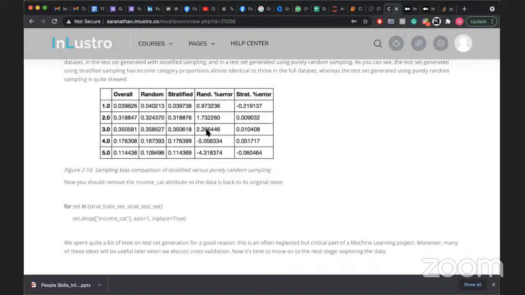In the overall set, you see that each income category representation is some 4%, some 30%, 30%, 16%, 10%. When you go for stratified sampling, you see the representation is 3%, 31%, 35%, 17%, 11%, right? While for the random sampling, the error rates are higher. Stratified sampling is very close to the actual distribution of strata. And that's why we do stratified sampling.